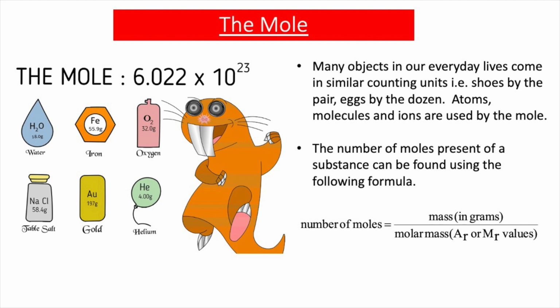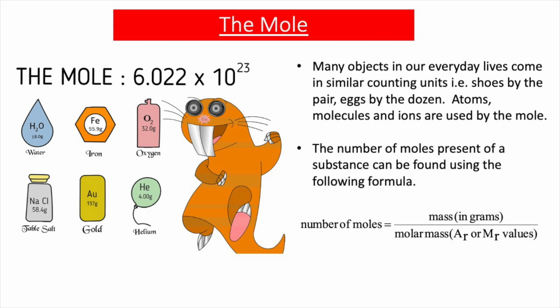So if you have 18 grams of water, 18 grams divided by the molar mass, the MR value of 18, would give you a mole. So I need 18 grams of water to have 1 mole of water. And if I have 1 mole of water, I have 6.022 times 10 to the 23 molecules of water.